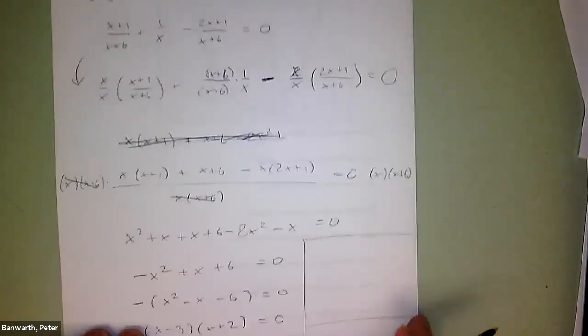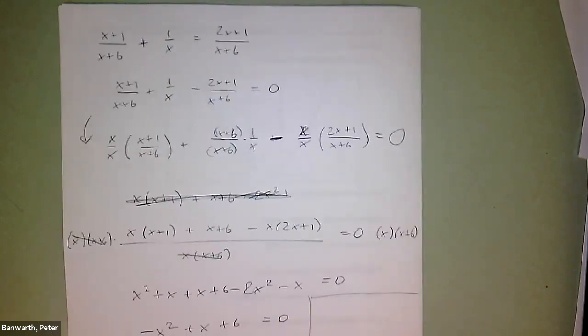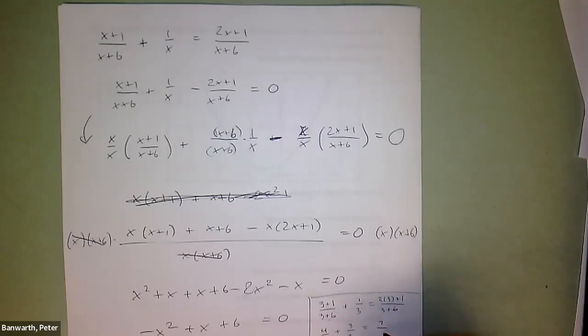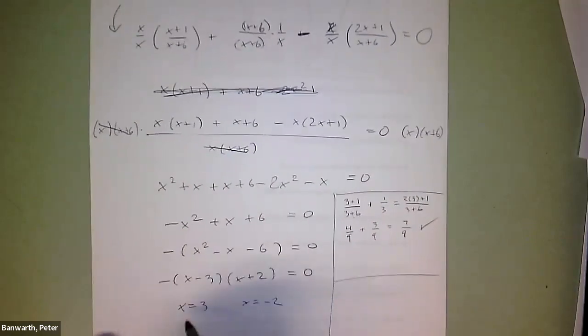And you do that by putting your answers into the very original equation, which is x plus 1 over x plus 6 plus 1 over x equals 2 times x plus 1 over x plus 6. So let's write them down with the threes. 3 plus 1 over 3 plus 6 plus 1 over 3 equals 2 times 3 plus 1 over 3 plus 6. That's 4. That's 9. 1/3 is the same as 3/9. That's 6 plus 1. That's 7. 4/9 plus 3/9 equals 7/9. So we're okay. So this works.